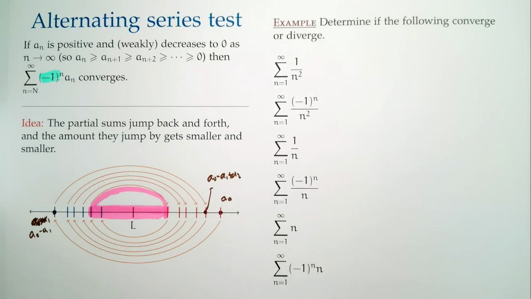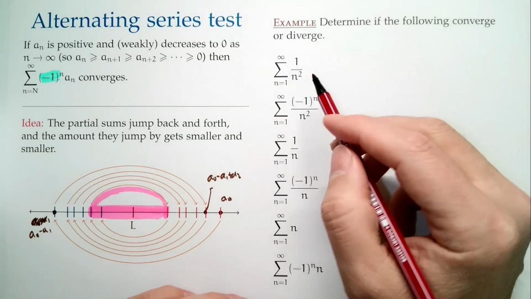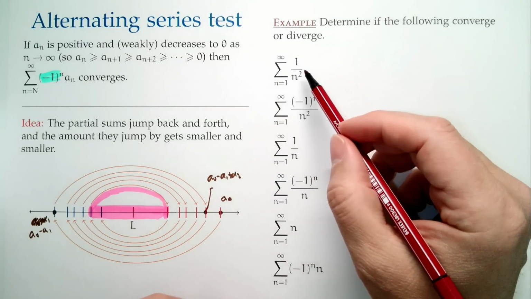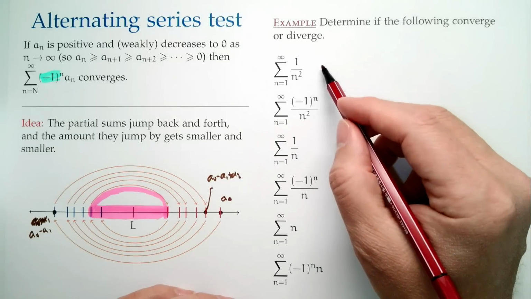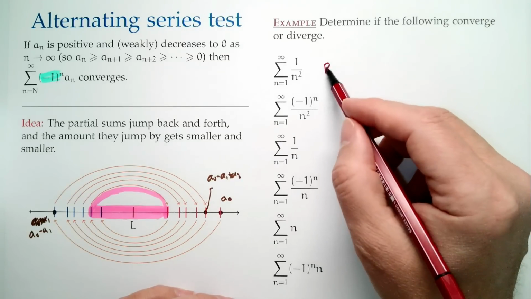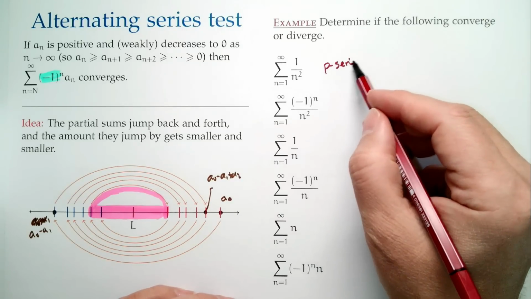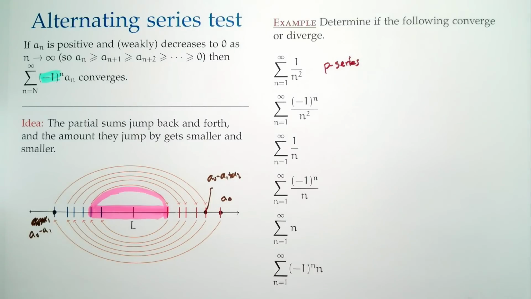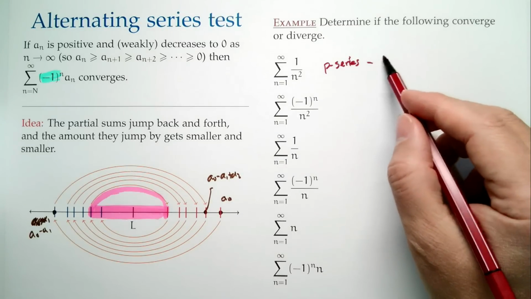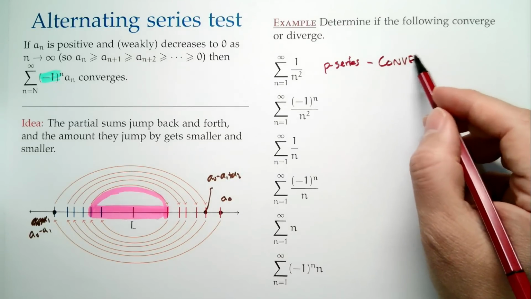Well, is there anything else we know? There actually is something we know. That's not just any series, that's something we've seen before. So this is a p-series, and because it's a p-series, we know when p-series converge. So does this converge or diverge? The answer is, it converges. So that's good.